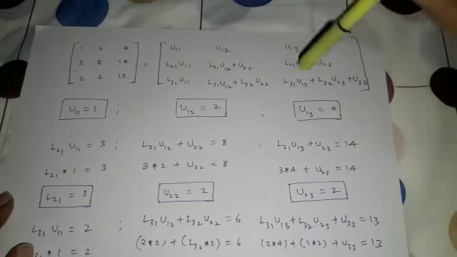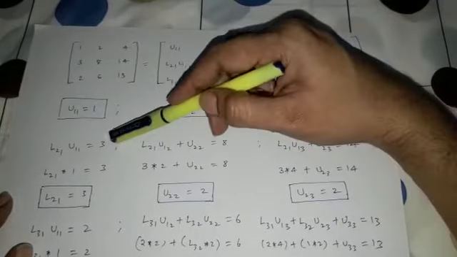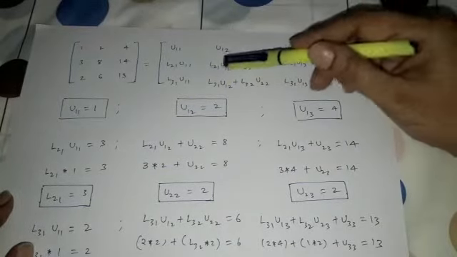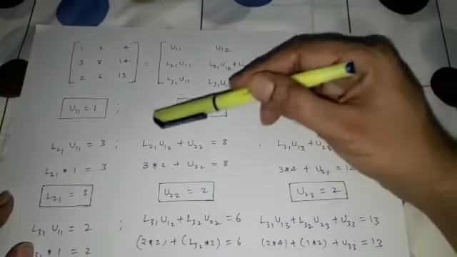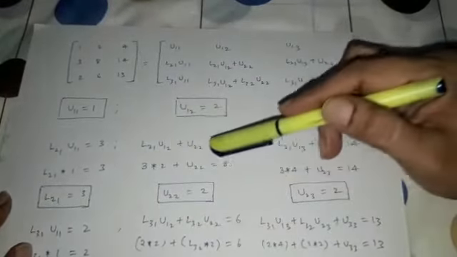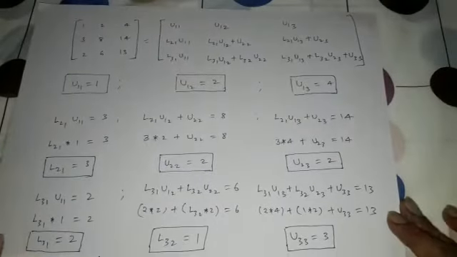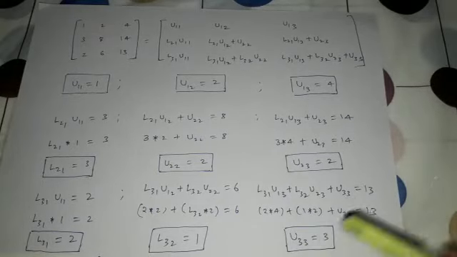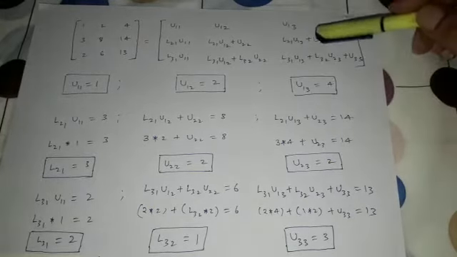Now we'll go to the second row and compare the corresponding elements. L21 times u11 is 3, u11 is already 1, so L21 will become 3. Then L21 u12 plus u22 is equal to 8. L21 you already got as 3 and u12 is 2, so 3 times 2 is 6, and u22 is 2. Similarly you will get u23, and then you will also get L31, L32 and u33. By just comparing, you will get all the unknowns of L and U.